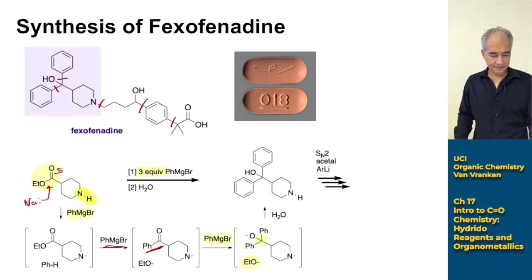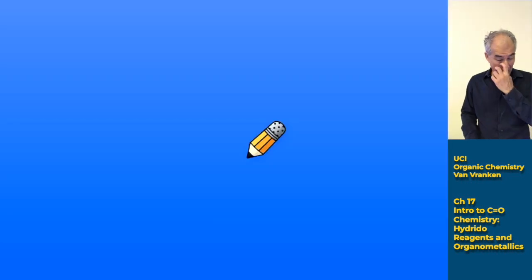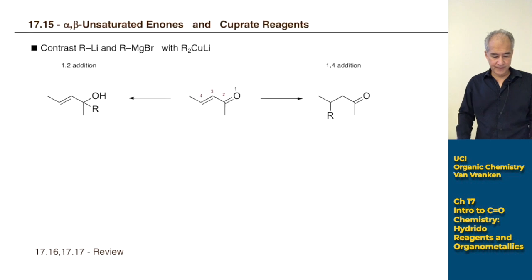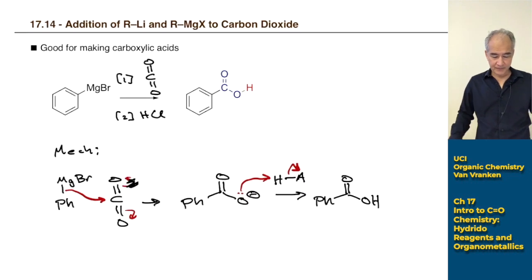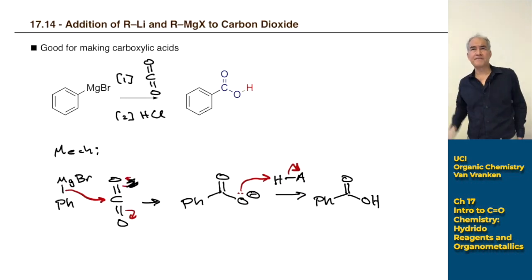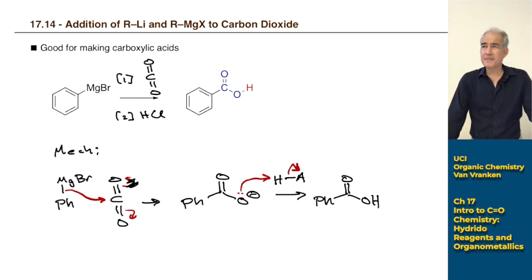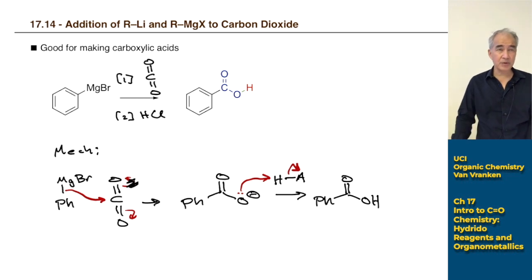All right, let's go ahead and continue on. We are almost done with chapter 17. Chapter 17 is about hydrido reagents, adding them to carbonyl groups, and adding carbon nucleophiles to carbonyl groups. Organomagnesium compounds, organolithium compounds, and I showed you that we could add to carbon dioxide just like any other carbonyl group. That's a way to make carboxylic acids.